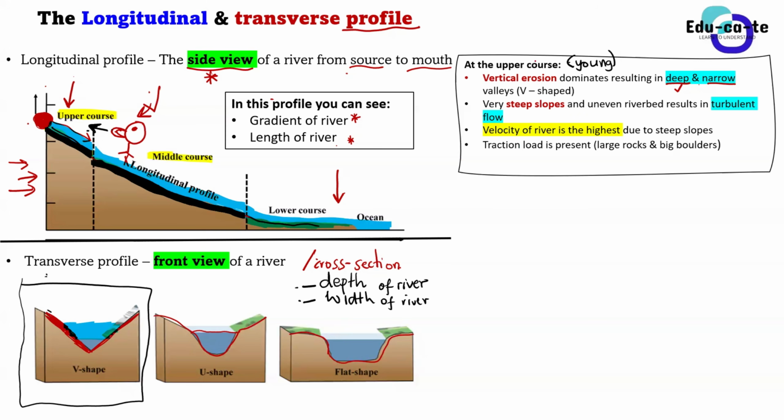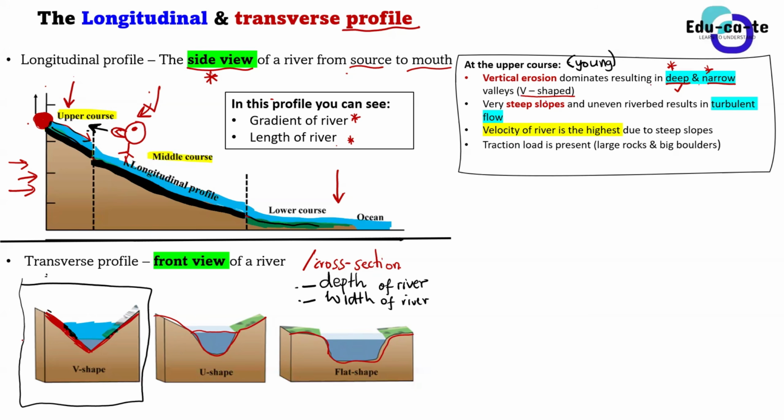So basically this vertical erosion makes the valleys become deep and narrow, such that whenever you see them from this transverse profile, you're going to see that they have deeper valleys and narrow valleys. But we say that they are V-shaped. So we have V-shaped valleys at the upper course. It means someone who is watching this from the inside, from the front view, the person inside the water, can see V-shaped valleys.